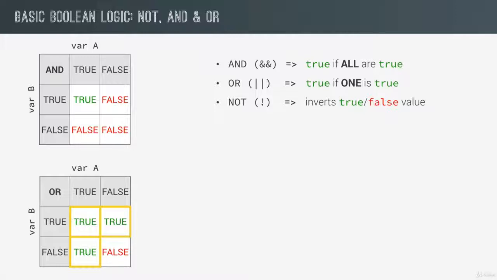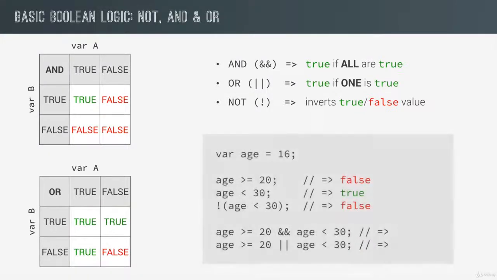And if A is false, well, then not A is true. So easy, right? Let's now look at a couple of examples. So we start by defining a variable called age. Then we have age greater or equal than 20, which is of course false because 16 is less than 20. Then we have age less than 30, which of course is true.